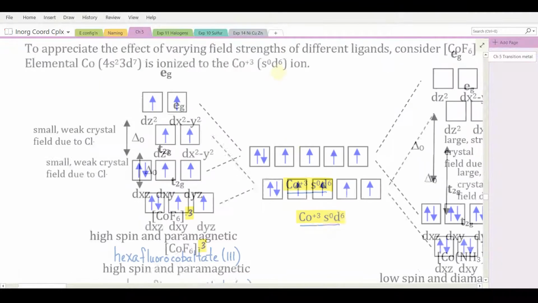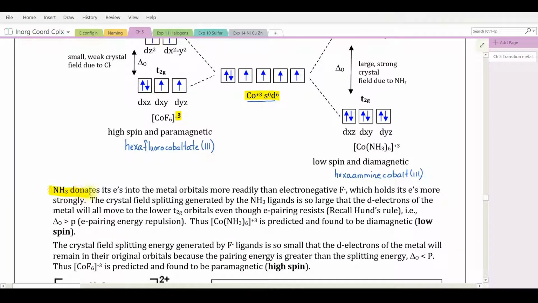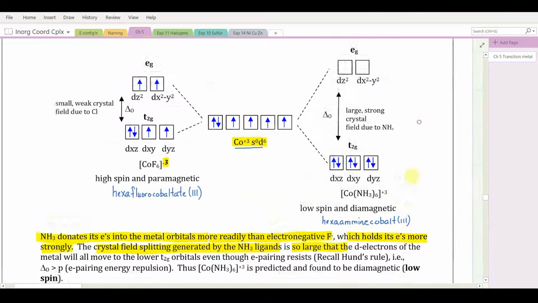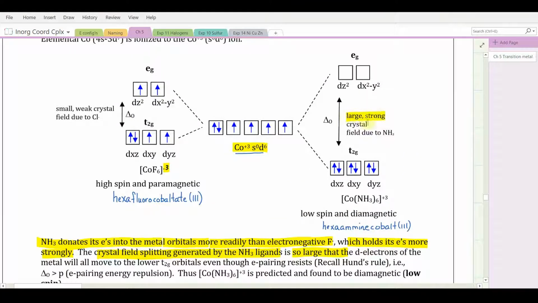What difference does that make? Ammonia donates its electrons to the metal orbitals more readily than electronegative fluoride. Well, because fluoride is more electronegative, it holds on to its electrons more strongly. The crystal field splitting energy generated by these strong ammonia ligands is so large. See the difference here? Here's the large crystal field splitting energy due to the strong ligand versus the small crystal field splitting energy due to the weak ligand.